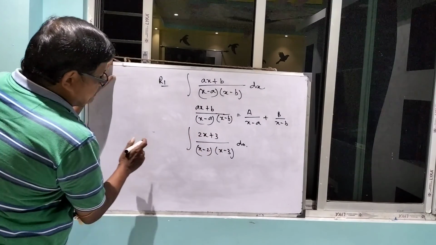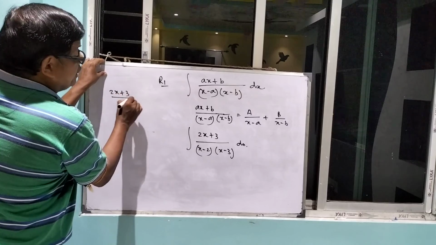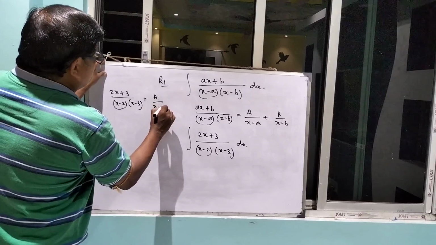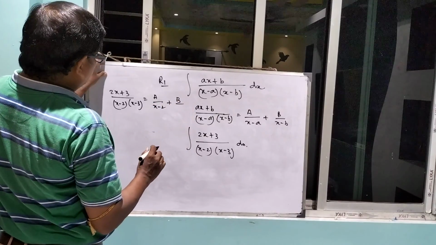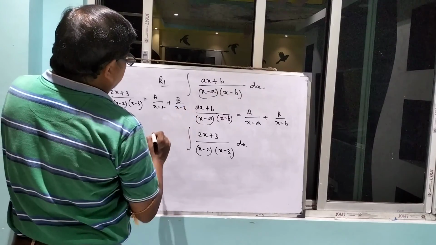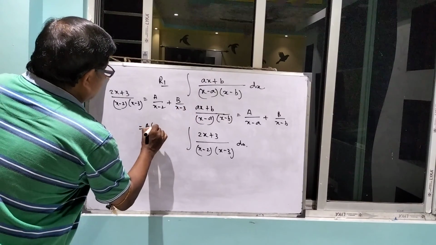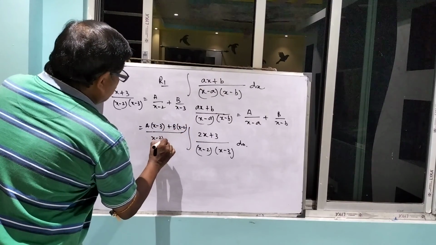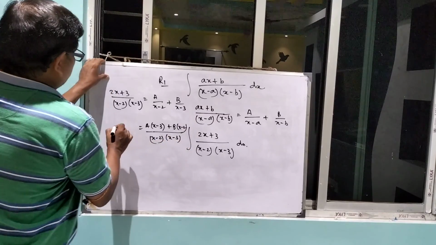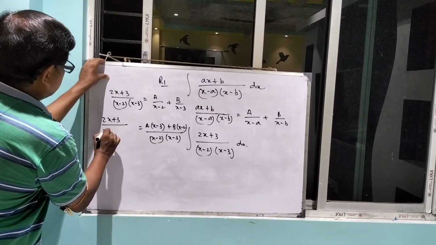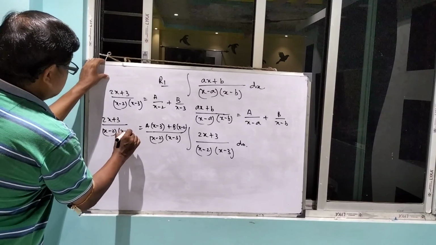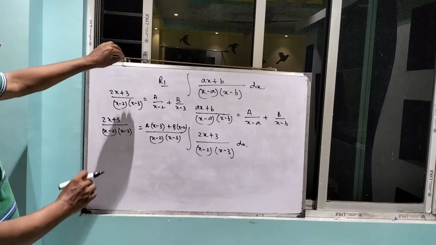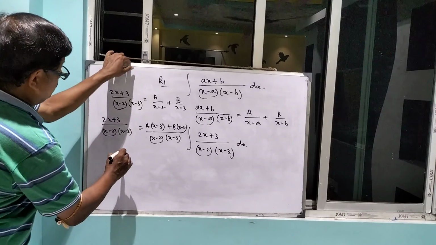First write 2x plus 3 by (x minus 2) into (x minus 3) equal to A by x minus 2 plus B by x minus 3. Now look here: A into (x minus 3) plus B into (x minus 2) by (x minus 2) into (x minus 3). So 2x plus 3 equals this numerator. If we compare the coefficient of x, that is one process; otherwise directly put x equal to 3 in the numerator. You put x equal to 3 first.